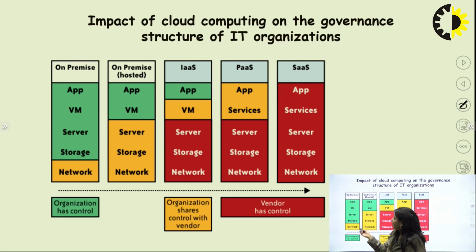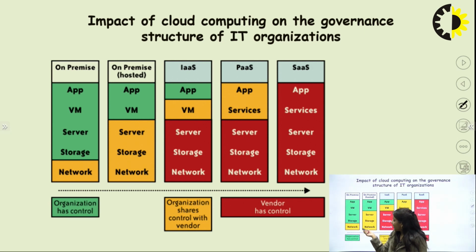First is on premises. On premises means it is a kind of private cloud that is deployed on premises. So here we have the services: first is network service, storage service, server, and virtual machines and applications. Fine. So the green part is where the organization has control. If it is on premises, it means self-managed. Self-managed means all these services will be managed by the organization itself.